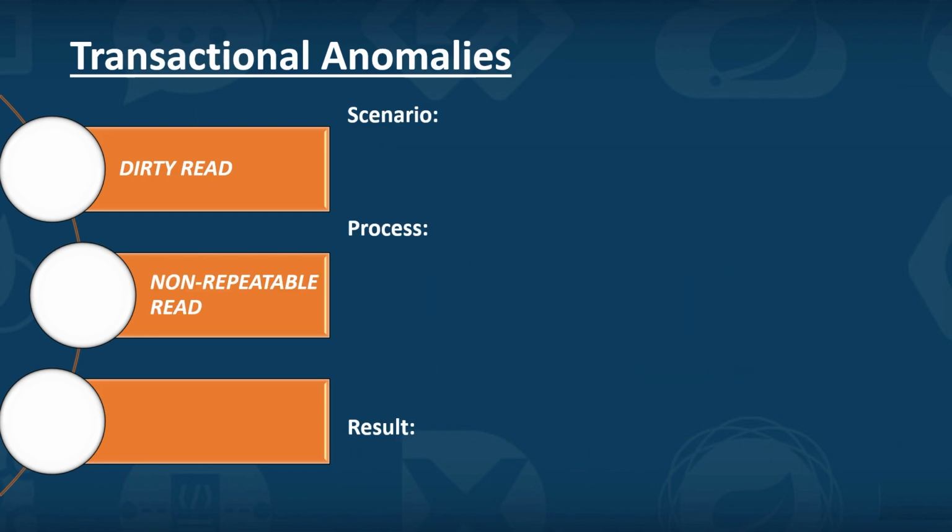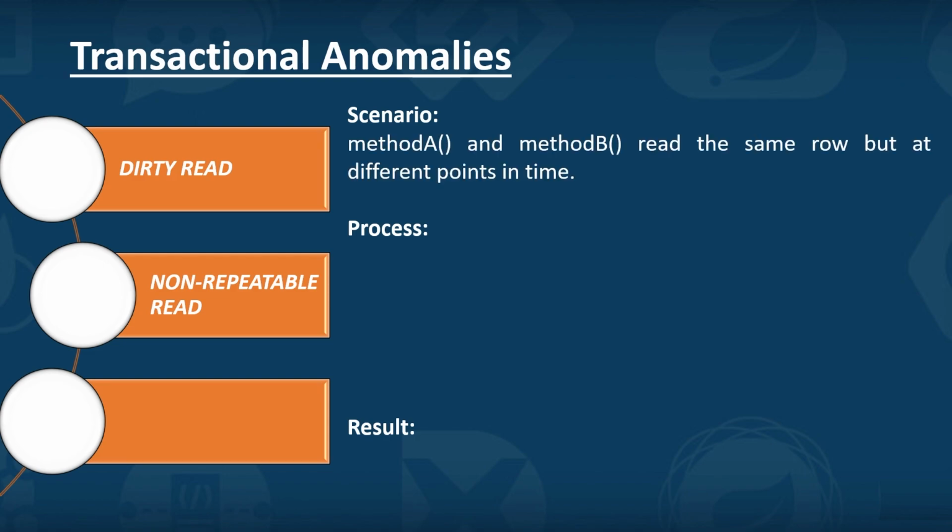Now the next one is non-repeatable read. Let's create a scenario for this. Again method A and method B are working on the same row, but they are getting invoked at slightly different points in time. When I say different points in time, it doesn't mean one was invoked in the morning and the other in the afternoon. We can talk in terms like milliseconds or nanoseconds. So one was invoked at 1 millisecond, another at 3 milliseconds, something in those terms.